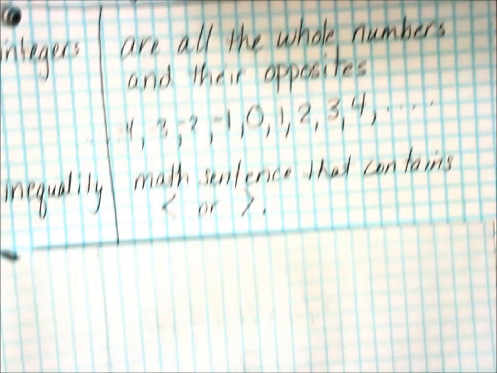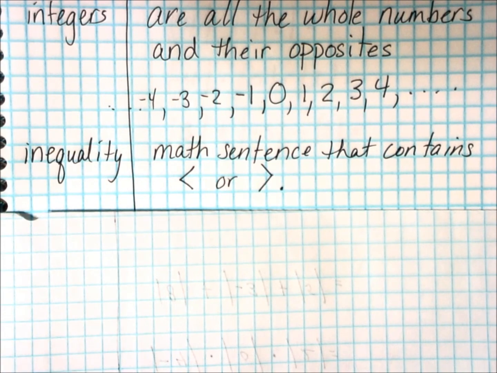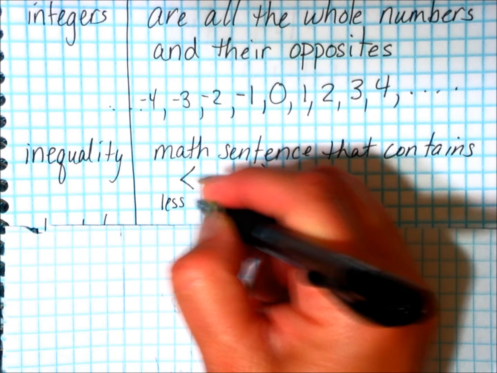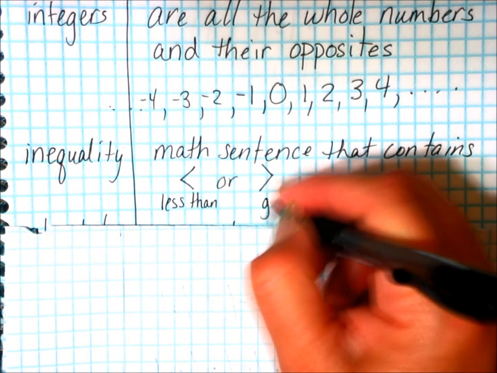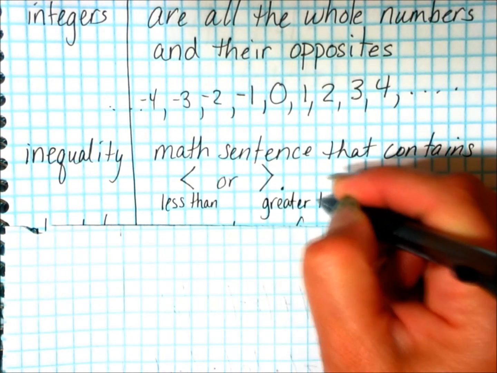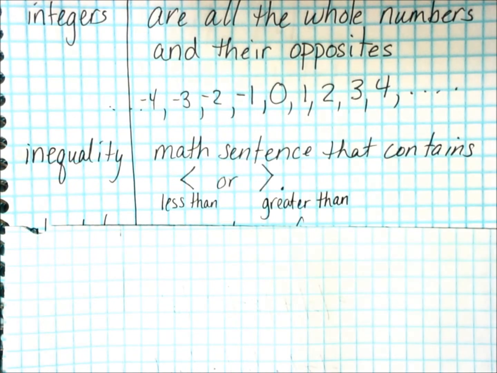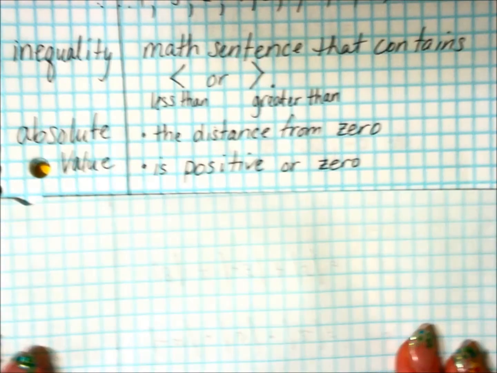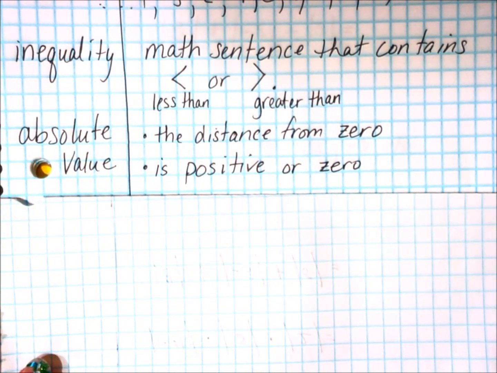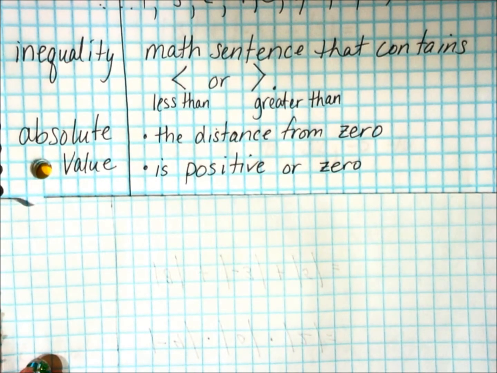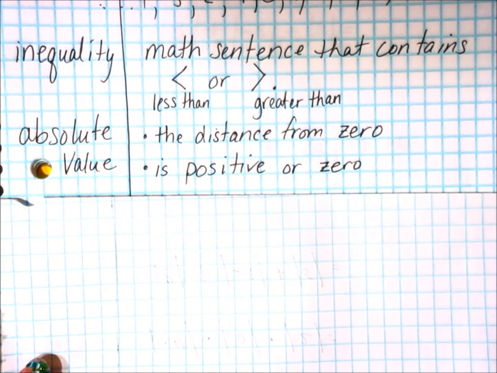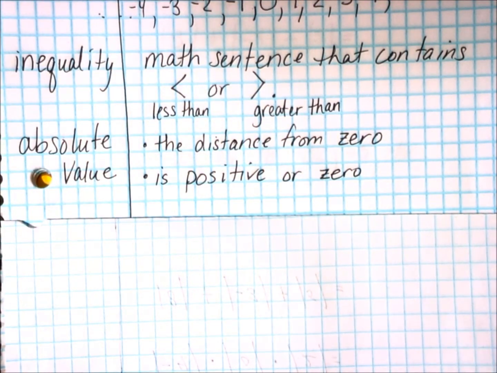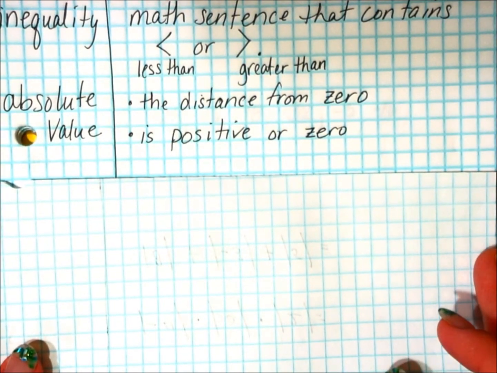Okay. An inequality. It's a math sentence that has the less than or greater than signs. That's all an inequality is. So then if we look at absolute value, which again, all these things are things you've heard before, but we're just reviewing. Absolute value is the distance away from 0. And the answer is always positive, or it could be 0. And we'll do a couple of problems here in a moment so you can see that in case you have not remembered or do not remember that.